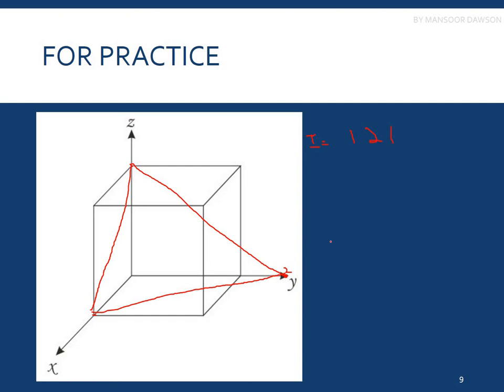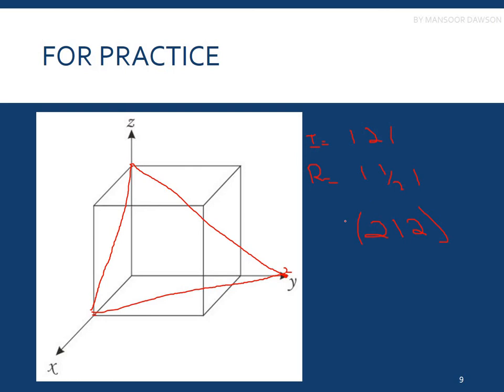Okay. So this is somewhat our intercept. So we'll be taking the reciprocal of it. The reciprocal of it would be 1. 1 upon 1 is 1. 1 upon 2 is half, and 1 upon 1 is again 1. So we'll be simplifying it. We'll be multiplying it by 2. We'll be getting 2, 1, and 2. So this would be our Miller index for this.